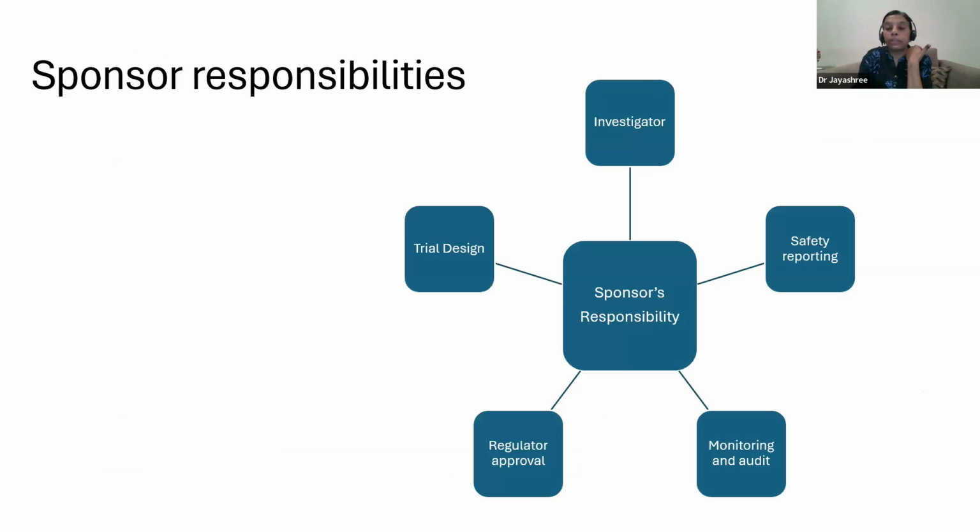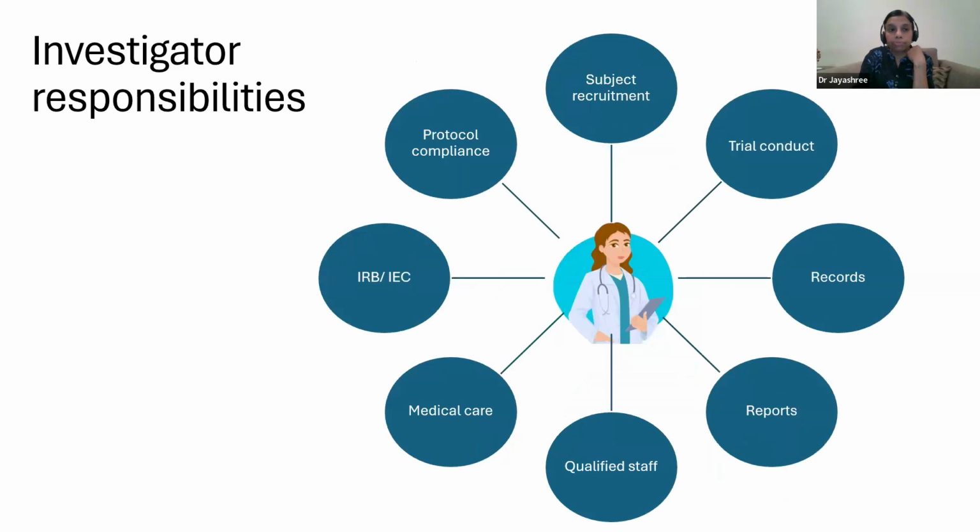Then comes the responsibility of the sponsors. Of course, the sponsors are involved right from the trial design. The investigator always works in close coordination with the sponsor. There should be safety reporting, so adverse events should be reported to a data safety monitoring board or to the IRB. There has to be regular monitoring and audit because this is very important with respect to the ethical principles. And all approvals have to be sought before the trial conduct starts within a particular institution or multicentric institutions.